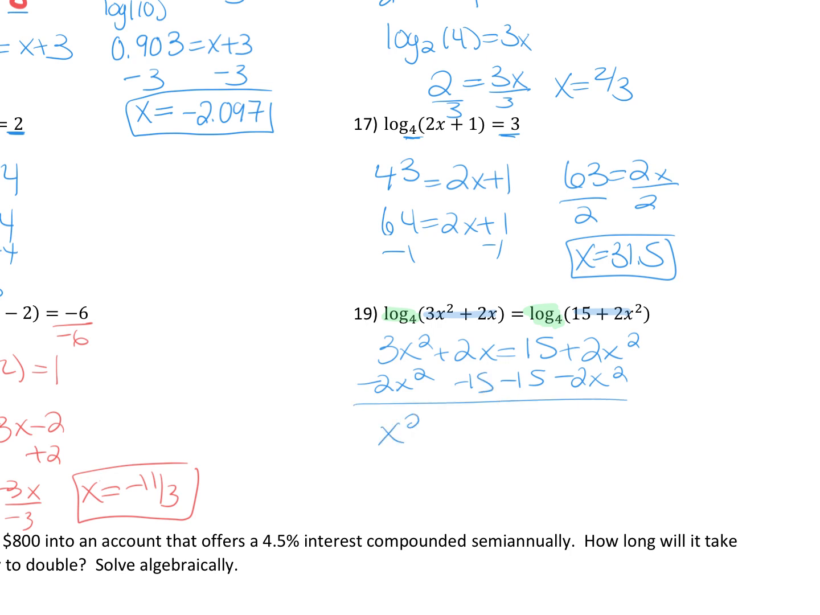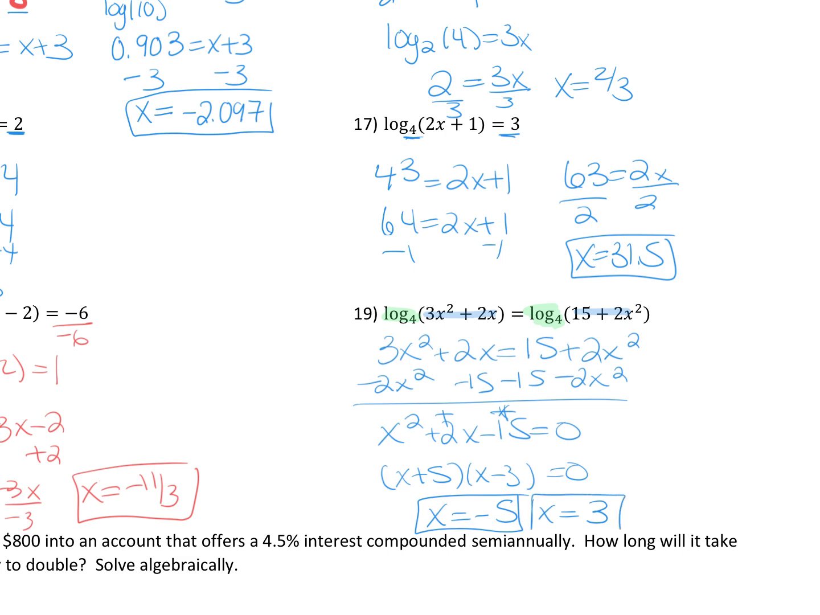I'm going to put x squared plus 2x minus 15 is equal to 0. Factor this by thinking about what multiplies to -15 and adds to 2, which would be 5 and -3. So my two solutions are -5 and +3. Now, when I plug those back in, they both work. So you just want to make sure you don't get a negative number when you plug them back in.